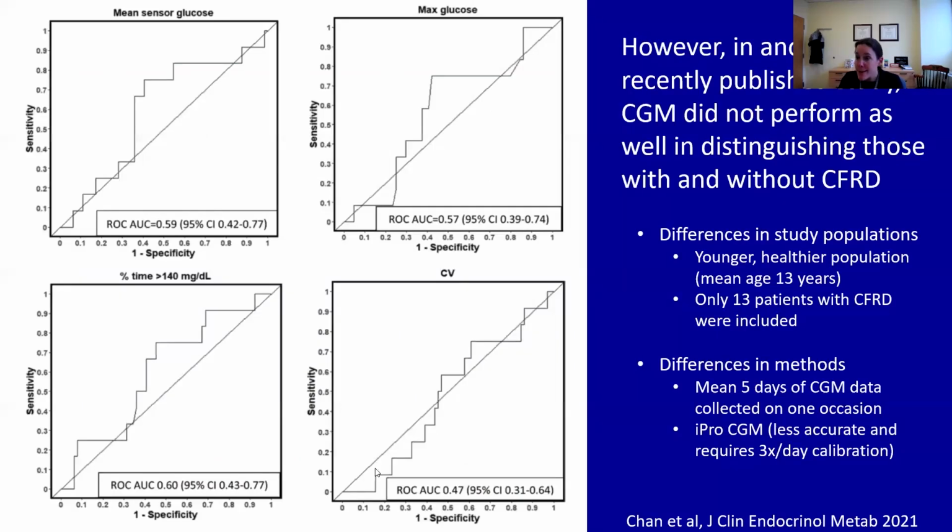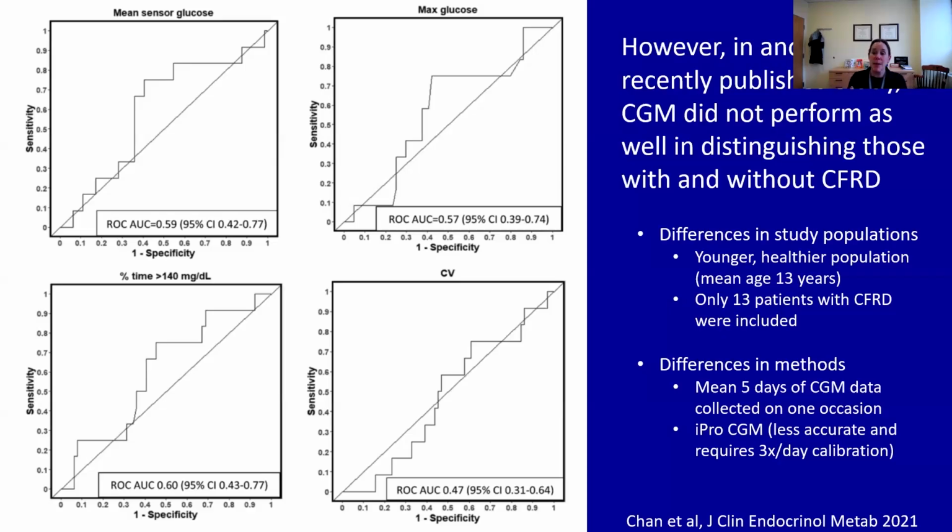Now, I'll tell you, that was published in the Journal of Clinical Endocrinology and Metabolism, and literally the month before that came out, this paper was published by Dr. Chan, who's a friend of mine at the University of Colorado. And they did a study, and they also constructed ROC curves and calculated cutoffs for distinguishing people with and without diabetes. And they actually found that CGM did not perform as well in distinguishing those with and without diabetes.